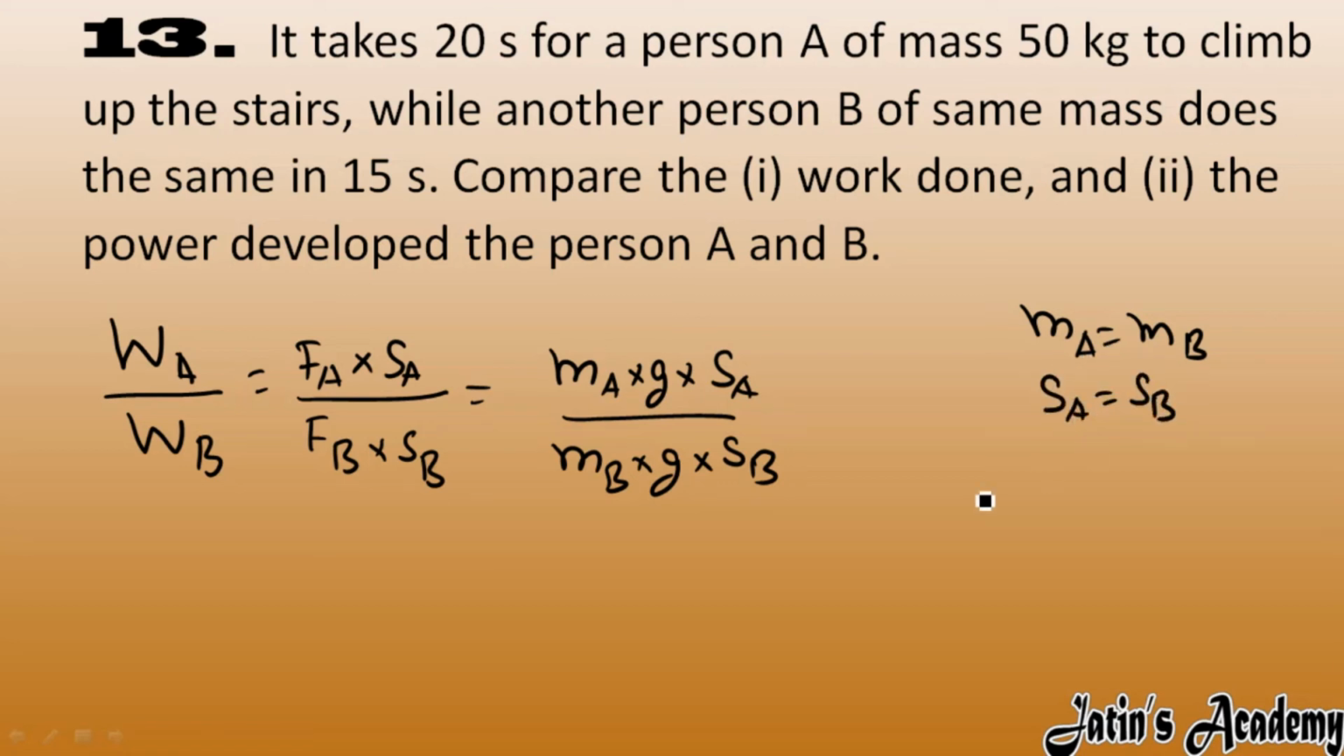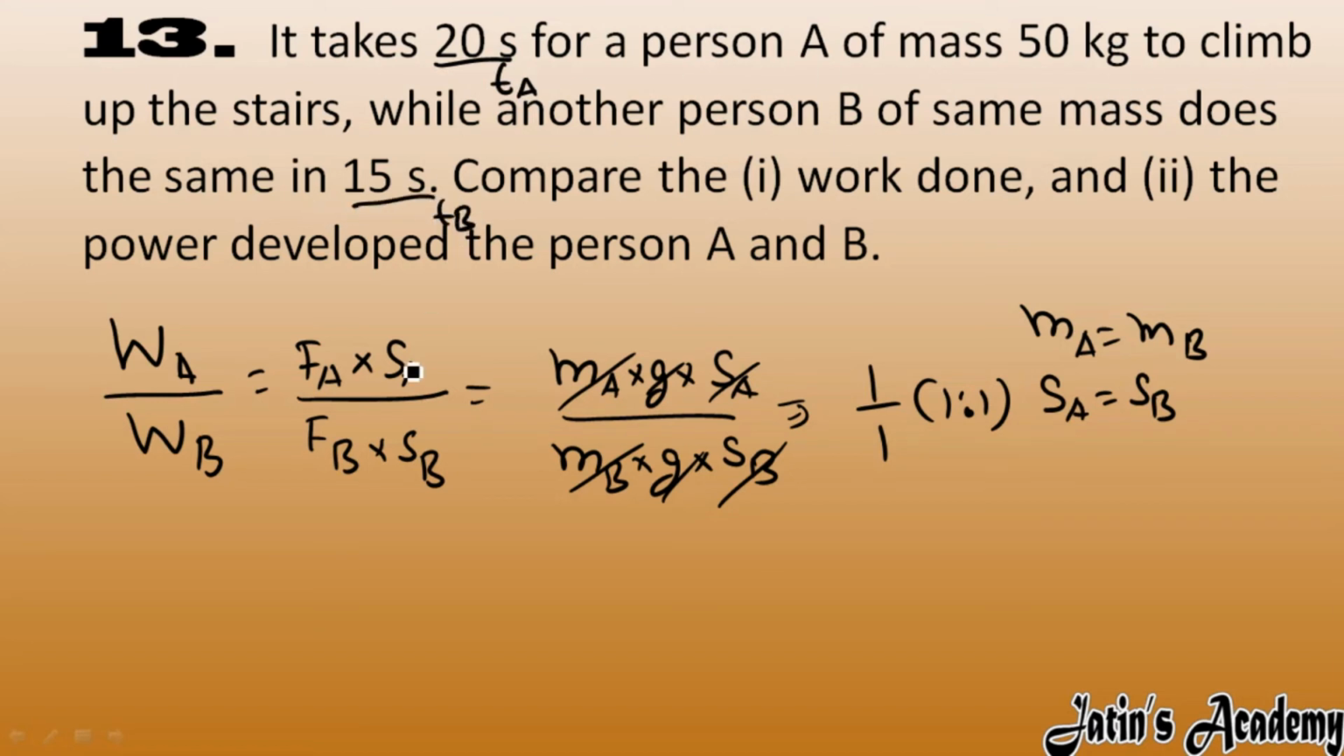Okay, so now mass is same, cancel out, G is same, cancel out, displacement is same, cancel out. So work done we got as 1:1. Clear? Now we have to calculate the power developed. For power we need the time. So time for A is 20 seconds, time for B is 15 seconds.